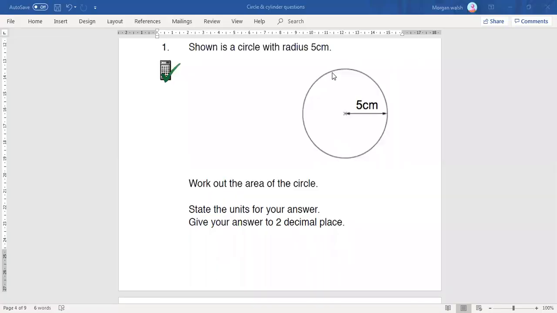Right, guys, this question should be easy enough. It says a shape shown as a circle with a radius of 5 centimeters. So you have the radius. Work out the area of it and give your answer to 2 decimal places. So we'll do that now.